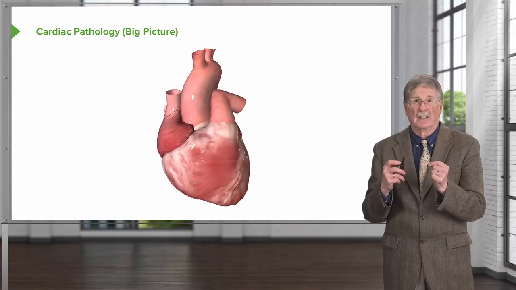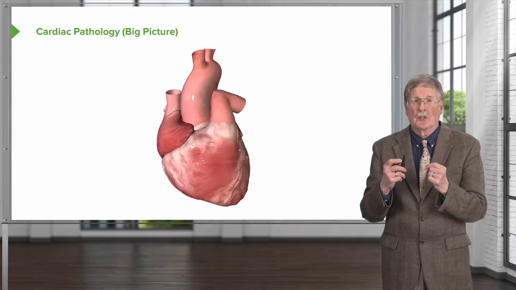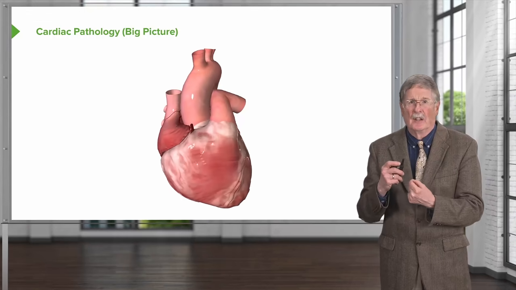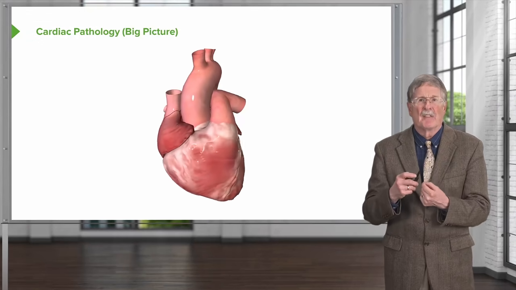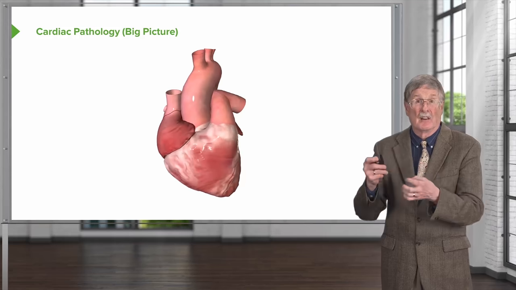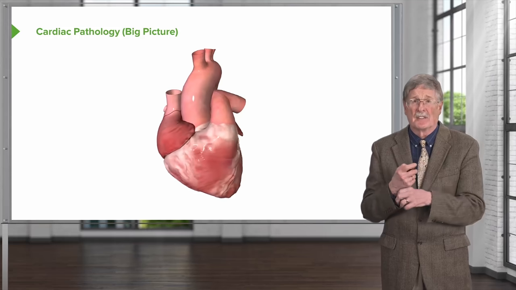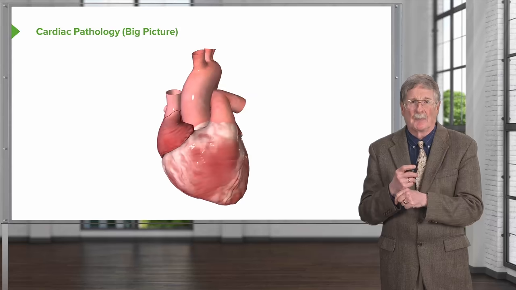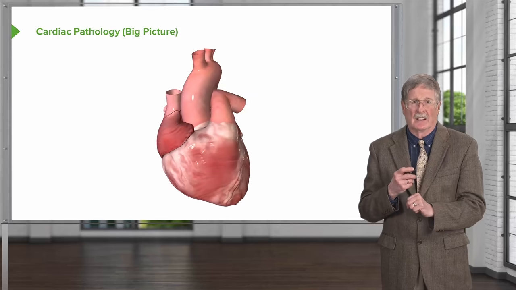There's a lot going on here. What's not shown yet are that there are valves that are giving us unidirectional flow. There are coronary arteries that are providing adequate perfusion to the heart, and then there are all the big vessels that are responsible for carrying blood to various places. Okay. That's what it should look like.